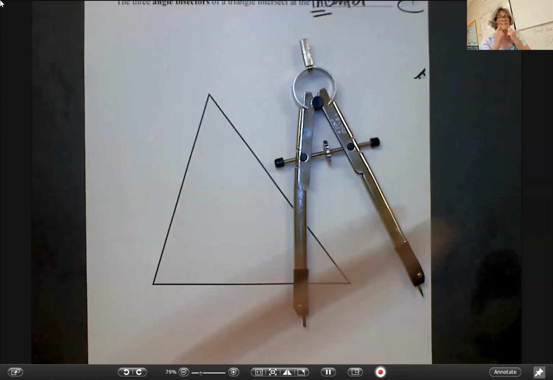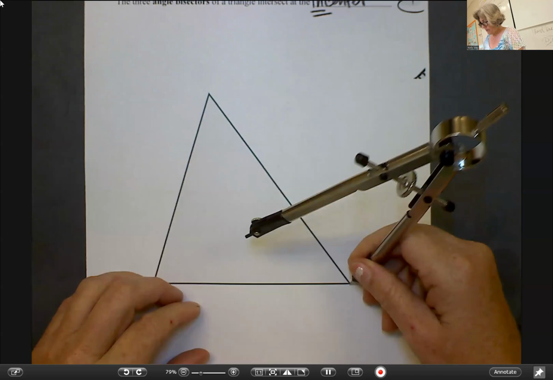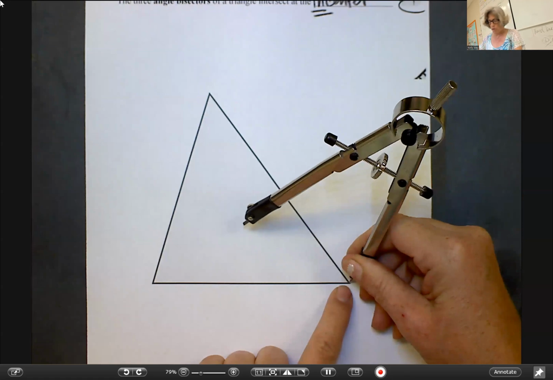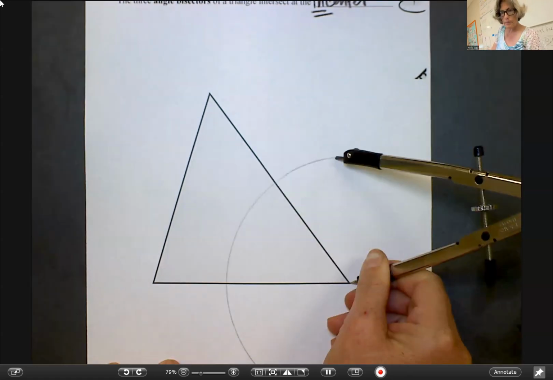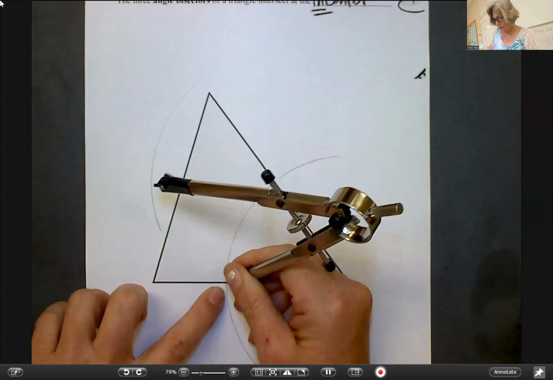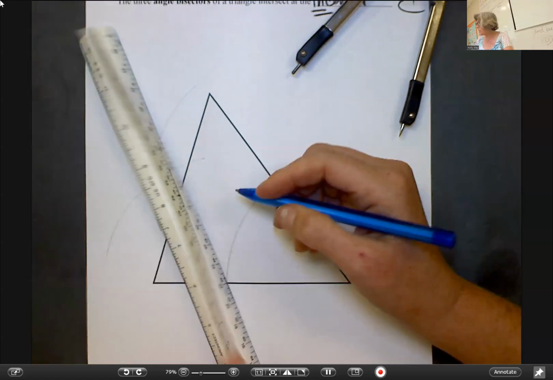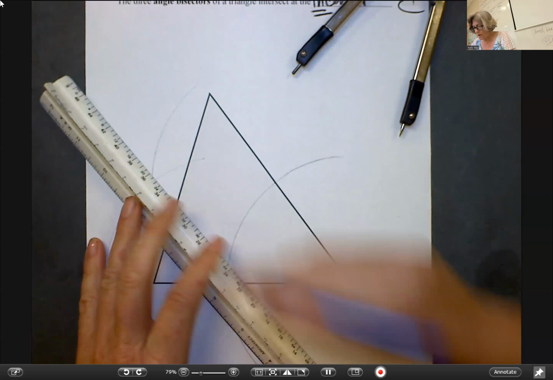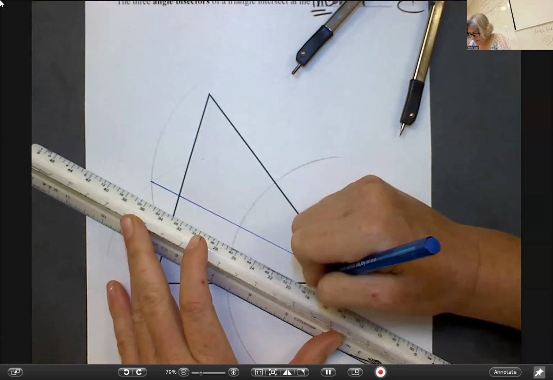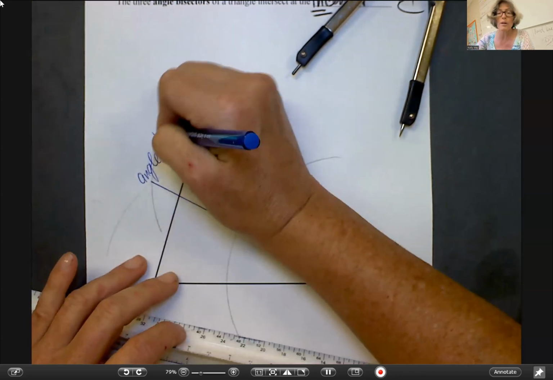To bisect an angle, it's a smiley dimple dimple. So it doesn't matter where you open up your compass, choose any corner. I'm going to do this one. Smiley, dimple, dimple, smiley, dimple, dimple. This is an angle bisector. So we're bisecting an angle. Angle bisector.